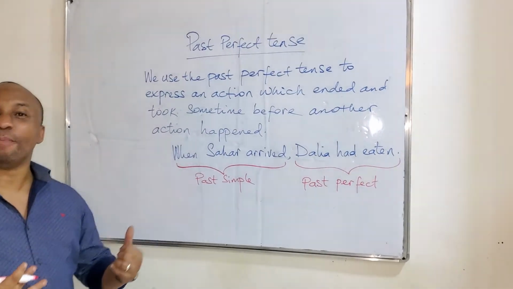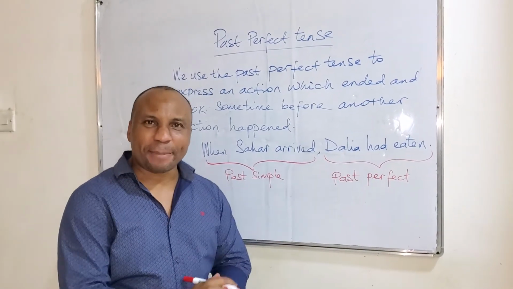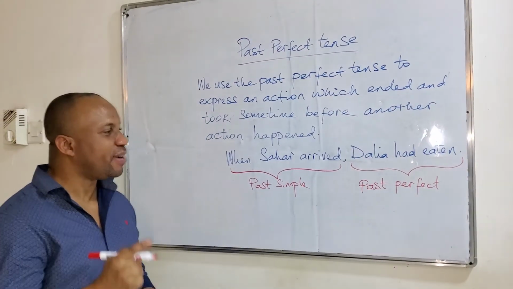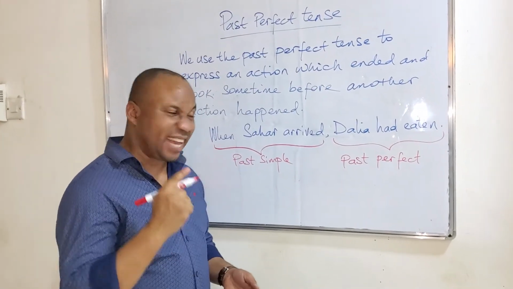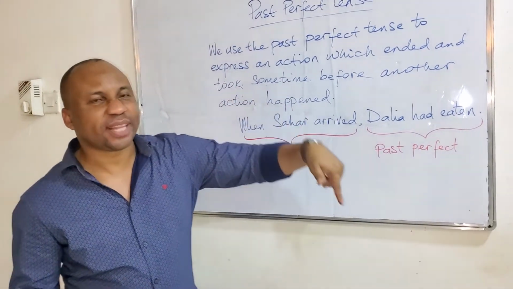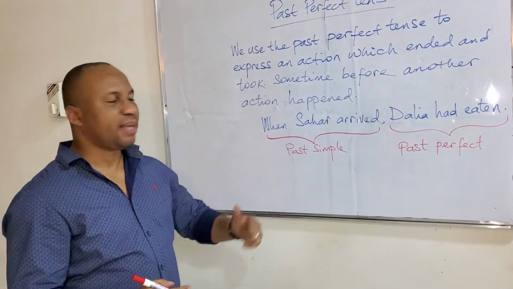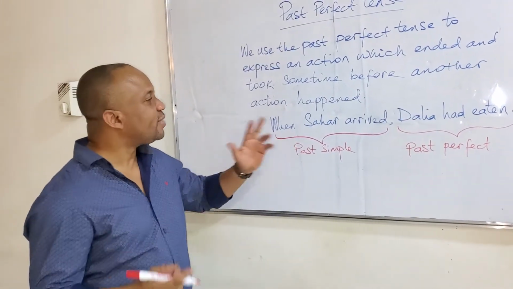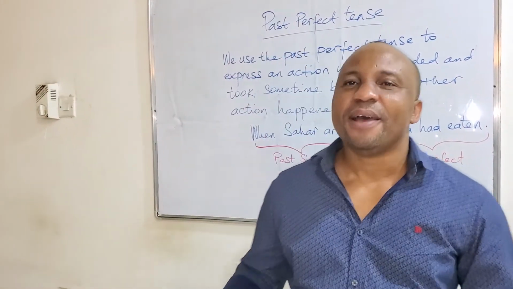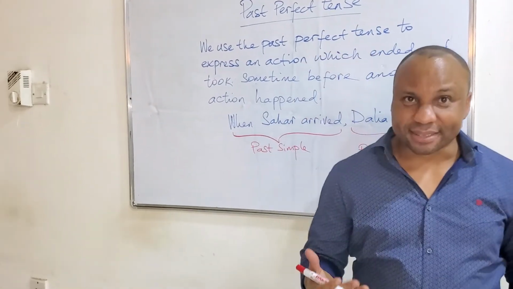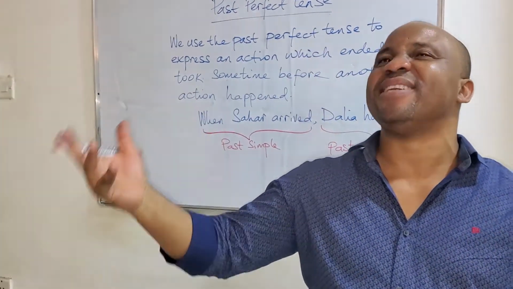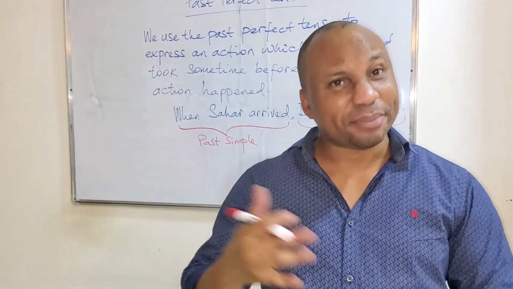One is in the past simple form and the other is in the past perfect form. Ladies and gentlemen, the action in the past perfect tense usually occurred and ended and took some time before the short action happened. That is the action in the past simple form. When Sahar arrived, Dahlia had eaten. It means, ladies and gentlemen, that Sahar came and met Dahlia and discovered that she had already eaten, okay, for some time before she came.